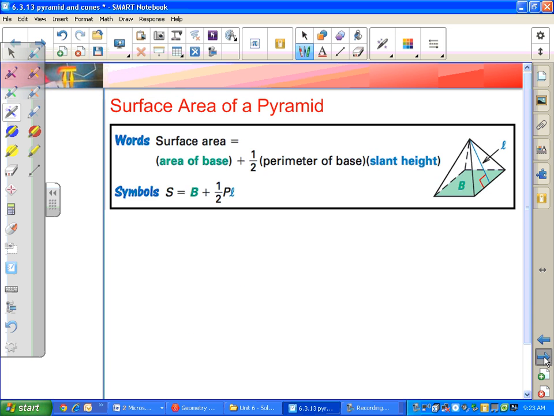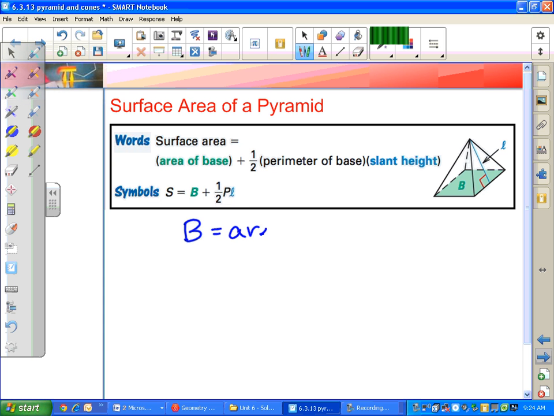And we're going to need that slant height because we need it in the formula to calculate the surface area. So if we have a pyramid, we say that the surface area is equal to the area of the base, whatever kind of shape it might be, plus 1/2 times the perimeter of the base times the slant height. And we'll talk in class, we'll investigate why this is the surface area formula for a pyramid, but for now what I want you to do is just get the formula down and we'll practice plugging in our values and using the formula.